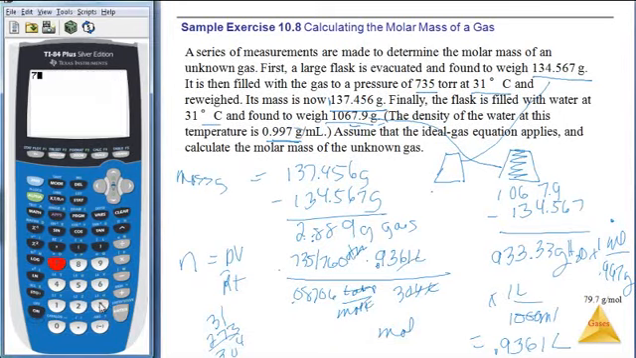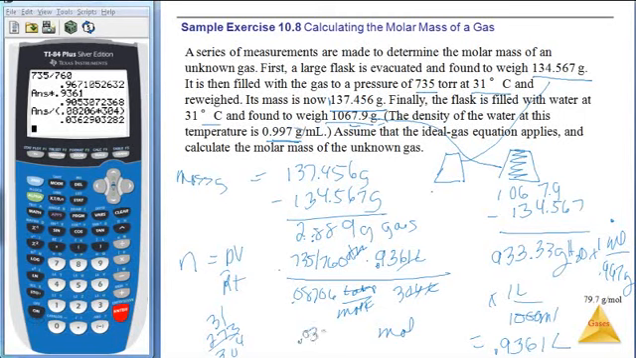And the number of moles will be, let's punch it. 735 divided by 760, first to give me the atmospheres, times 0.9361 liters equals. I'm going to divide that by, in parentheses, 0.08206 times 304, close the parentheses, and I get 0.03629 moles of this gas.